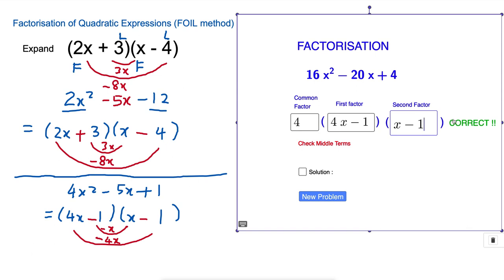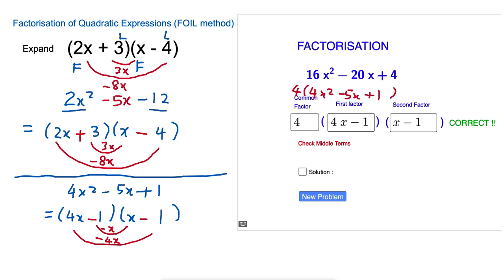Okay. We can also check the middle term here. Minus x and minus 4x. Okay, and minus times minus is plus 1. And that completes the factorization.